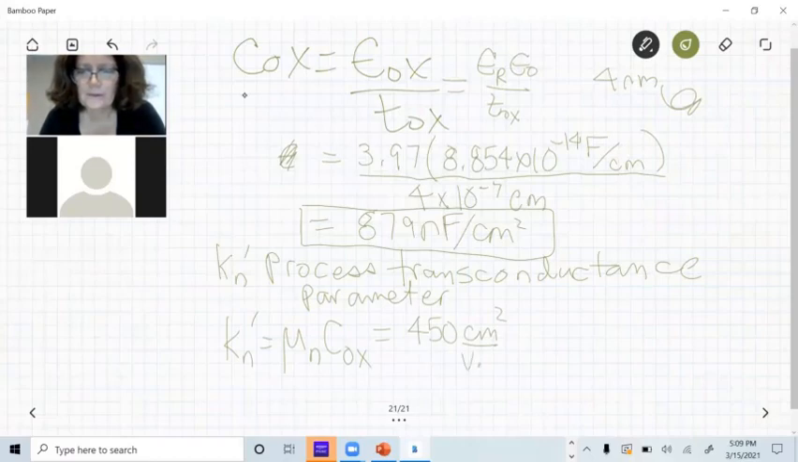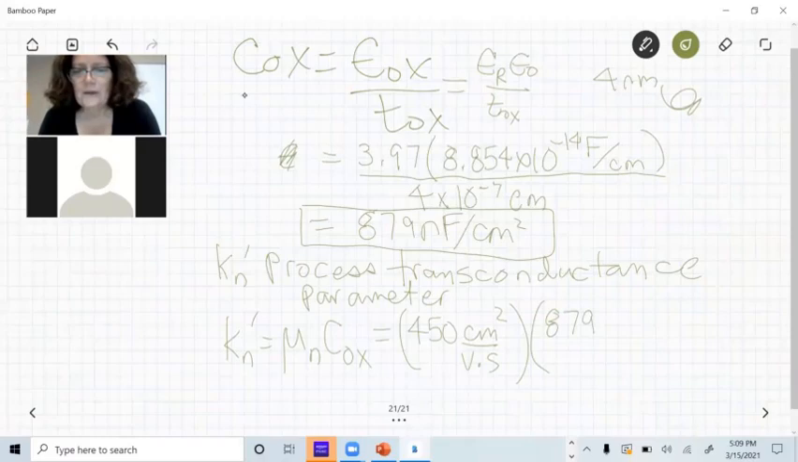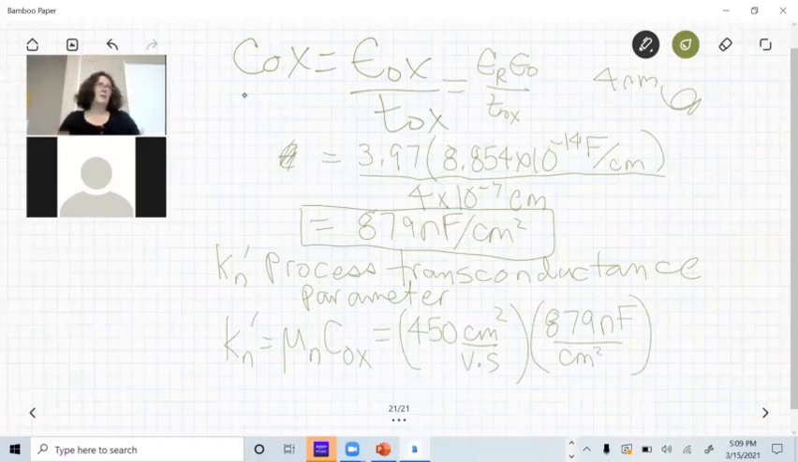I think we've talked about mobility a little bit in here. Have we? No, we haven't talked about velocity in here. Okay. 450 centimeters squared per volt second. So we'll just take that on faith right now, and believe me, I'll talk more about mobility later. And Cox, we just calculated, is nanofarads per centimeter squared. The reason why I wrote these units down is I wanted to make sure those length units cancel out.